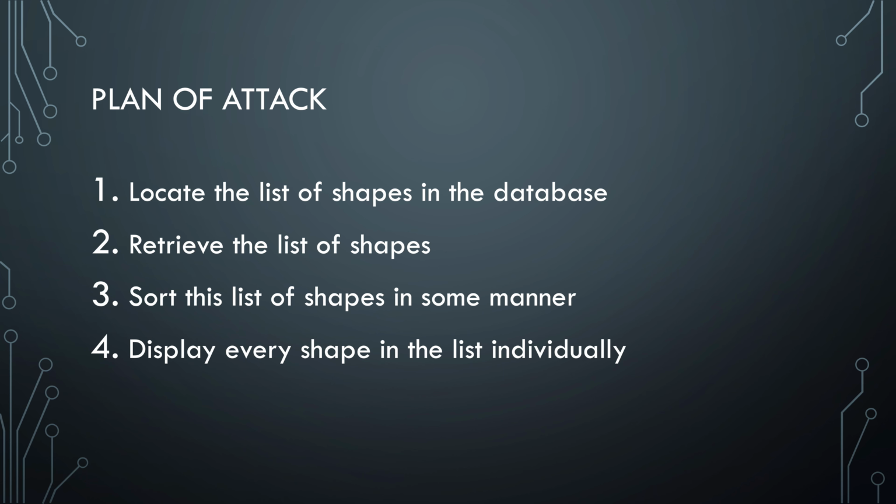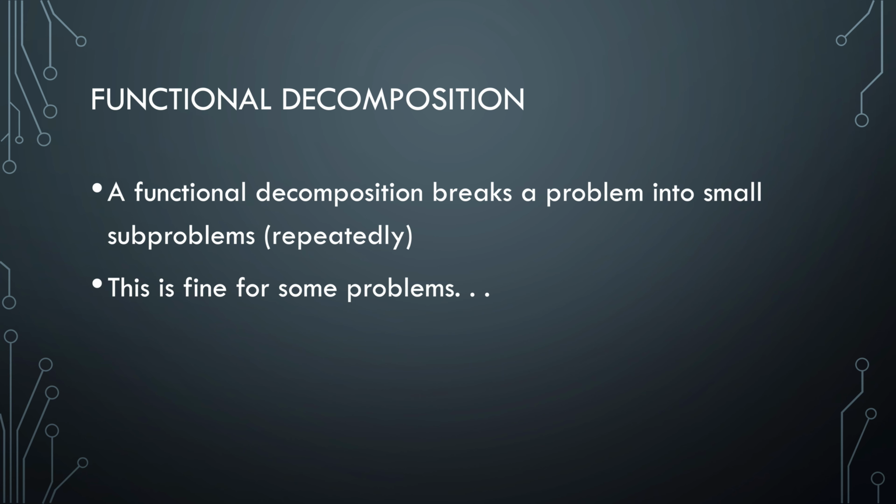Let's start by decomposing the problem into smaller independent steps. We identify 4 of them. First, locate the list of shapes in the database. Then, retrieve a list of shapes you want to display. Third, sort the list of shapes somehow, and then finally, display each shape in the list individually. So by breaking this problem into smaller subproblems, we managed to come up with the design.